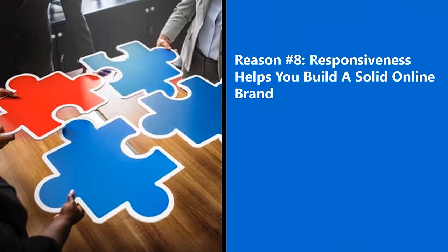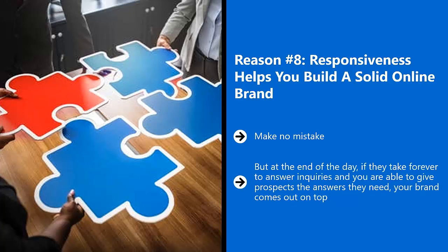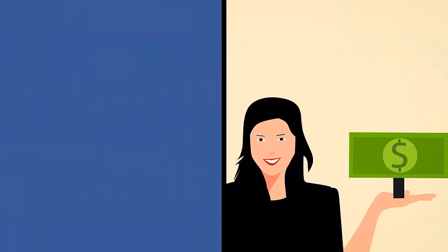Reason number 8, responsiveness helps you build a solid online brand. Make no mistake, if you're trying to make money on the internet, you're in for a tough fight. You have other competitors out there, and they're doing all sorts of things and saying all sorts of things to build a solid brand. But at the end of the day, if they take forever to answer inquiries and you are able to give prospects the answers they need, your brand comes out on top. This initial interaction may not lead to a sale, but since you establish yourself as more credible and more helpful, you can bet that this positions you for future potential sales. You end up getting a competitive advantage, and you may leave your competitors behind.